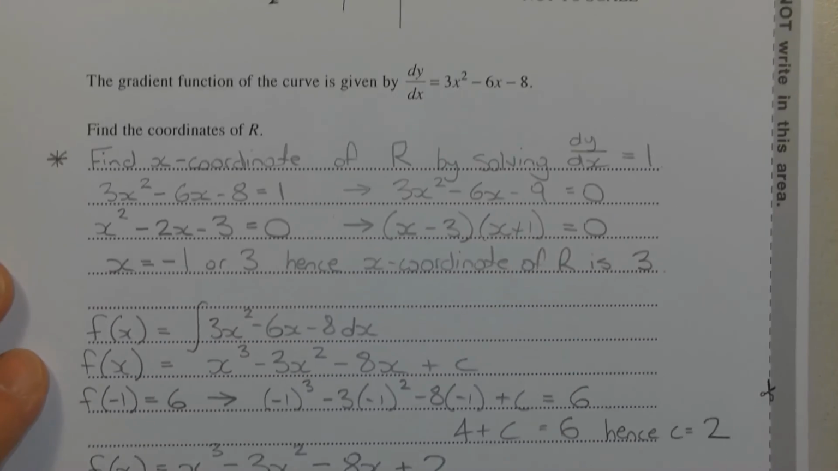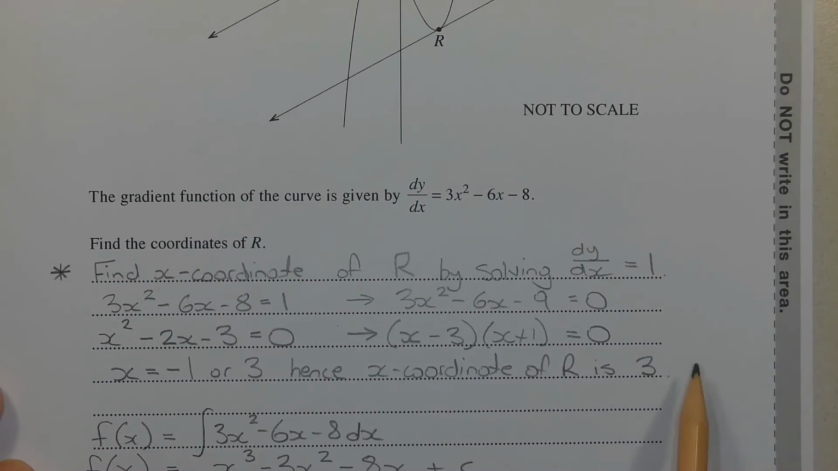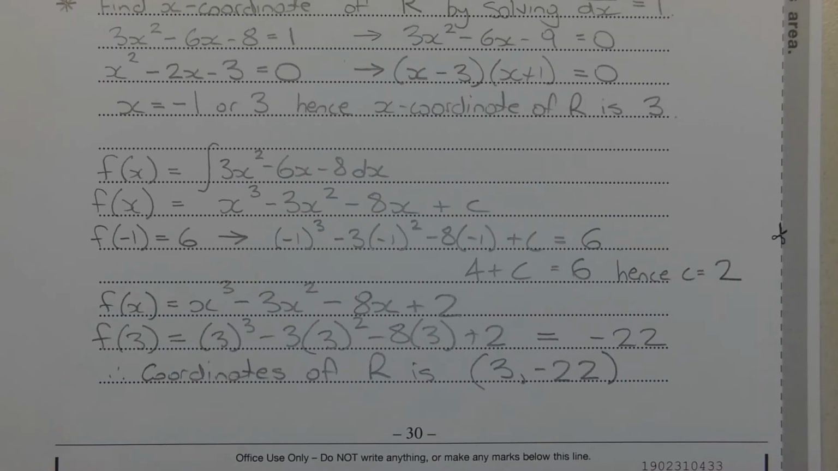So now that we have the x-coordinate of point R, which we found here, substituting x equals 3 into f of x, we can then find the y-coordinate that corresponds to x equals 3. So f of 3 is equal to 3 cubed minus 3 times 3 squared minus 8 times 3 plus 2, and that equals negative 22. Therefore, the coordinates of point R are (3, negative 22).